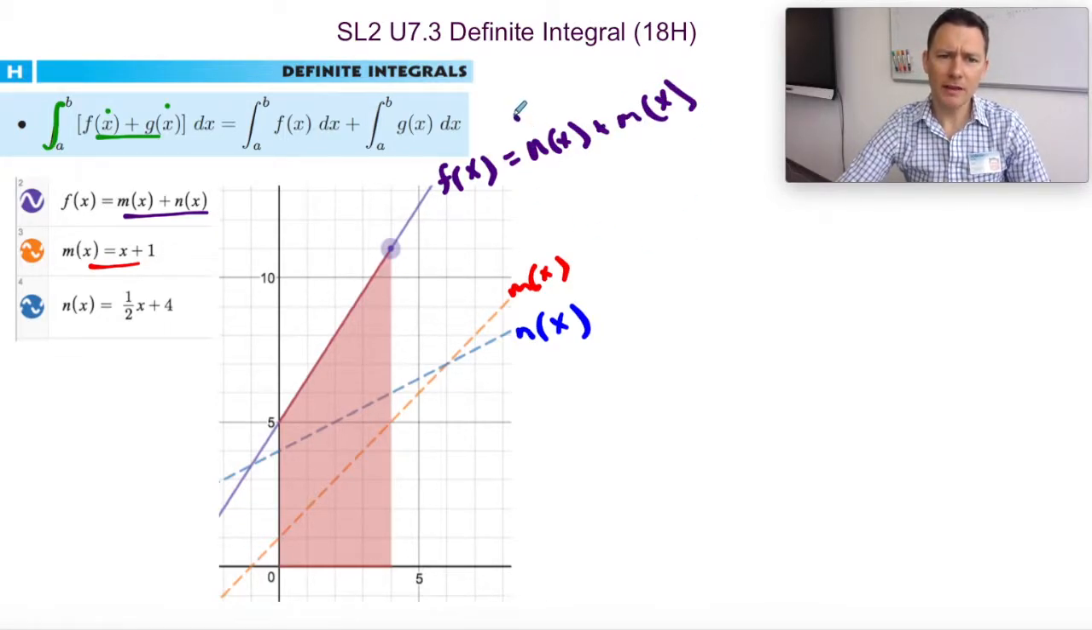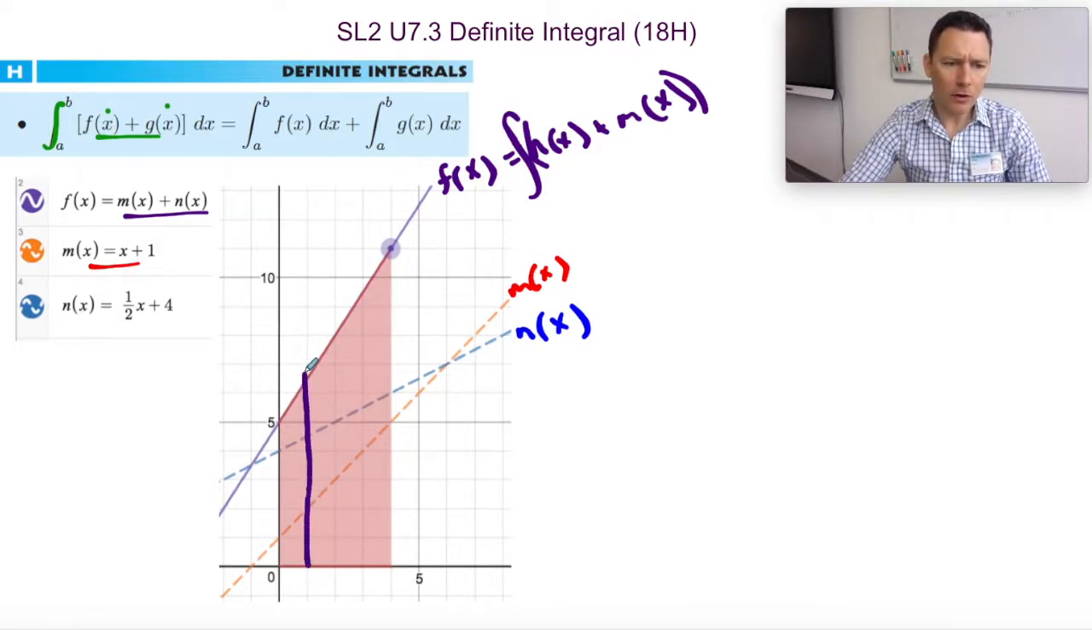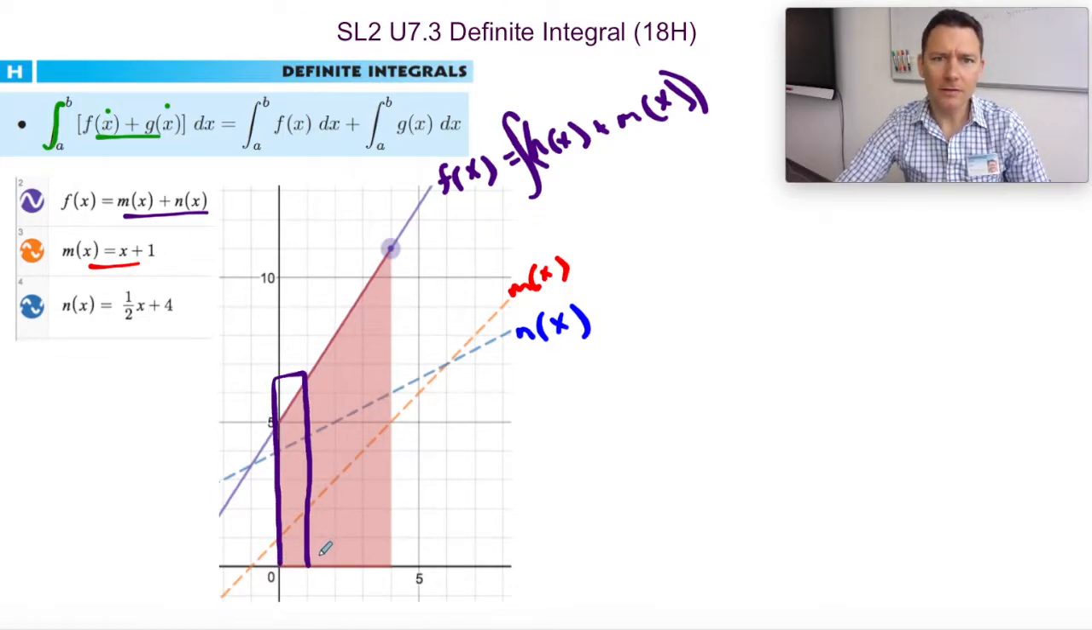If you're integrating this addition, these are y values, and you're asking how tall is this rectangle, right? Well, that rectangle height is the sum of this line, the m of x, and adding to that the height from here, right? So you're adding the red to the blue. Let's do it this way. Let's move the red up.